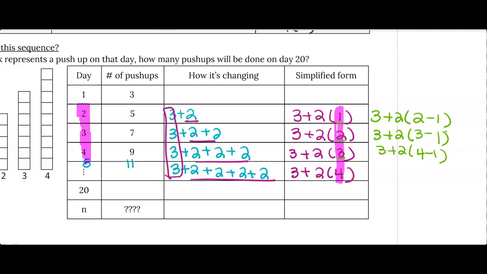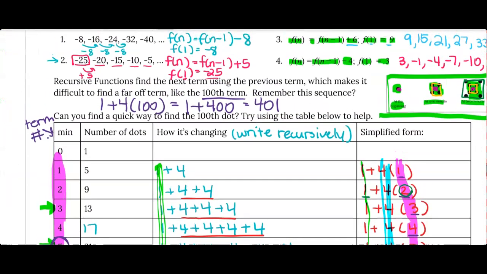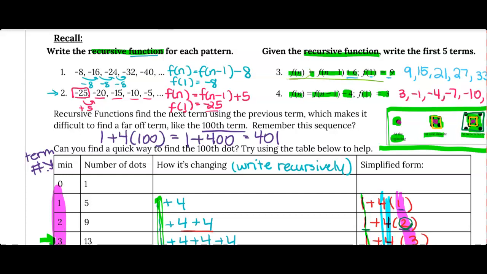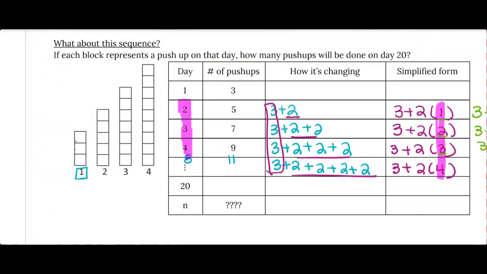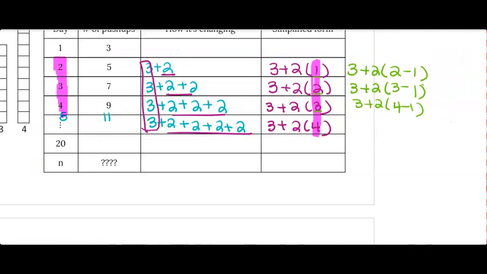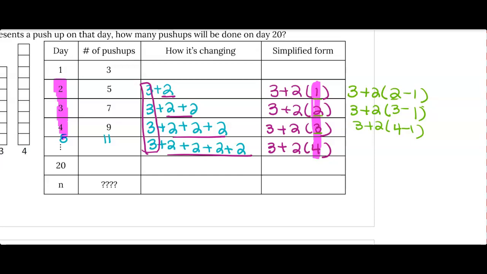So if you think to when we talked about recursives at the very beginning, when I read this to you, I said the next term is the previous term. N minus 1 helps us to see the previous term. So this is our n value. To find the nth term, we're going to take 3 and add 2 n minus 1 times, because this number is 1 less than this number for all of my rows.